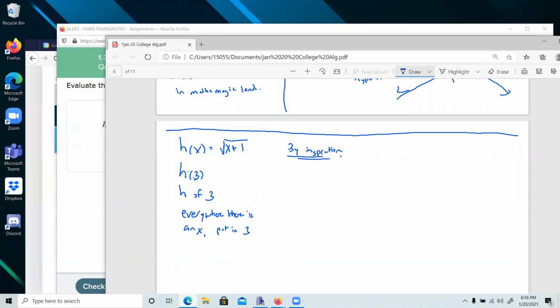Okay, so h of 3 is equal to the square root of 3 plus 1. All right, so that's just going to be fine. We're going to say that's 4. That's 2. So this ordered pair, the x would be 3, y would be 2.